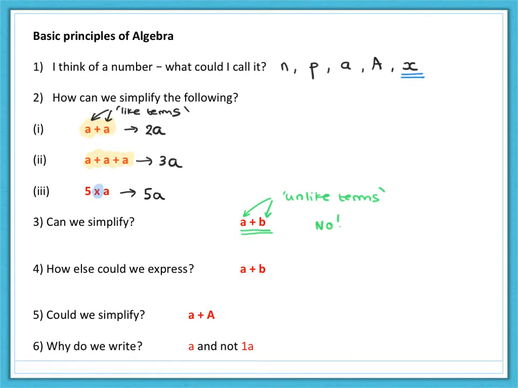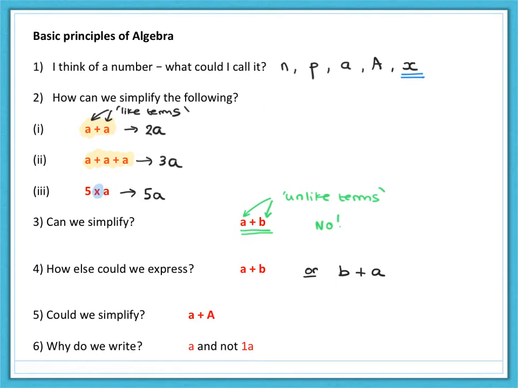Now, look at point 4. There are other ways in which we could express A plus B. We could express it as B plus A, because both of them mean the same thing, and you know that addition is commutative, which means you can add terms in either order.